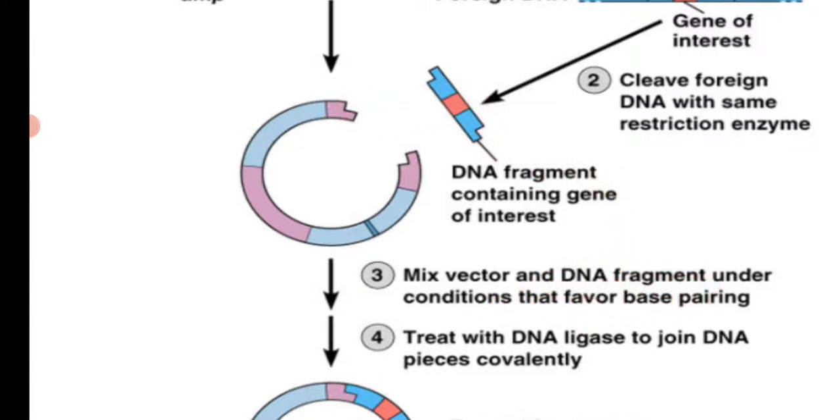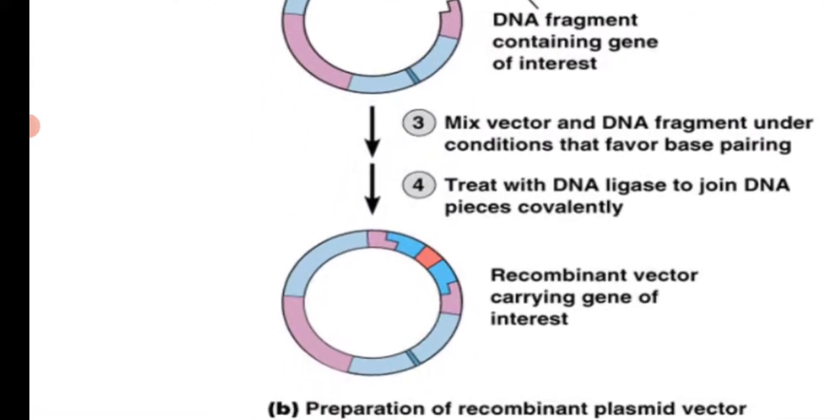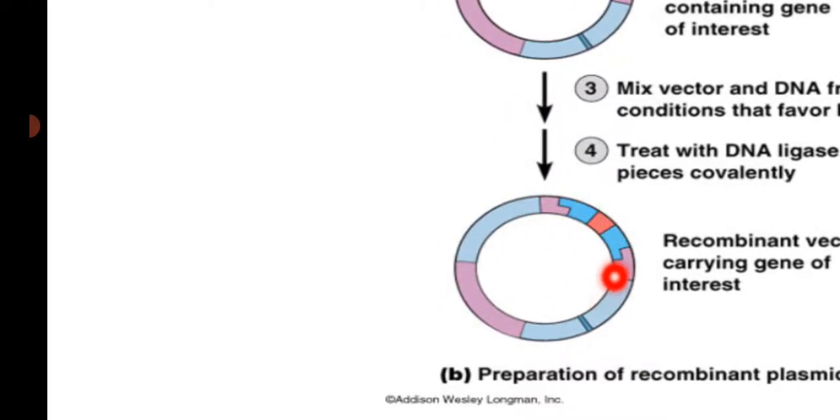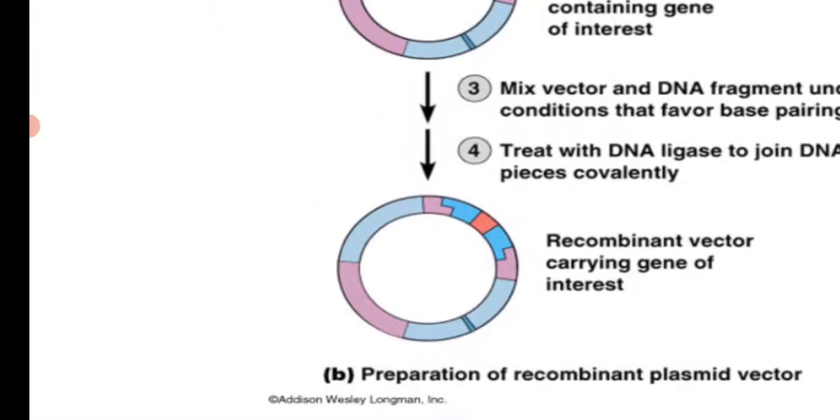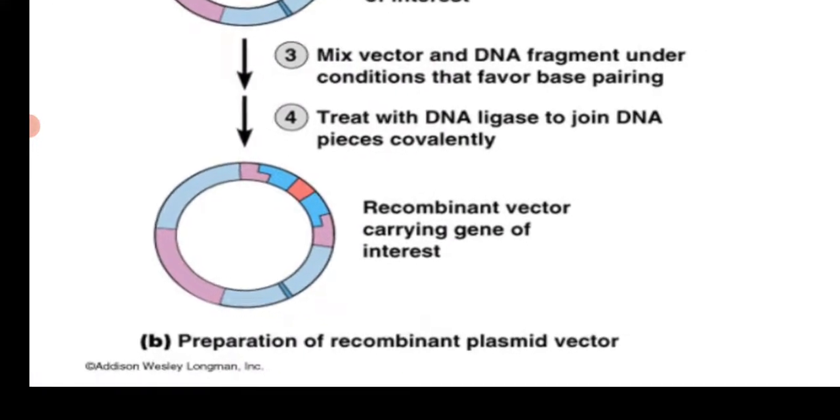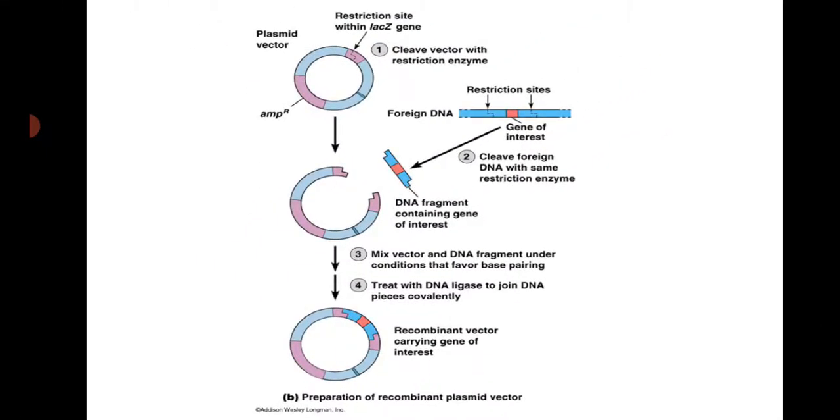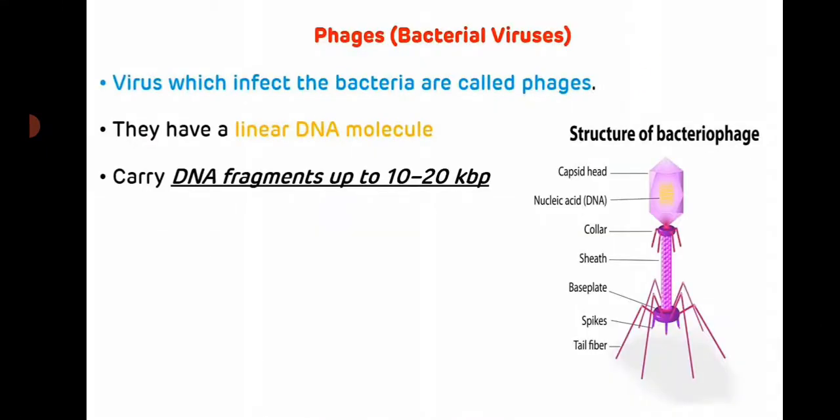Then what happens? Treat with DNA ligase to join the DNA pieces covalently. See here, when you put some DNA ligase enzyme into it, the pieces join covalently. This is the recombinant vector carrying the gene of interest. This is the preparation of a recombinant plasmid vector.